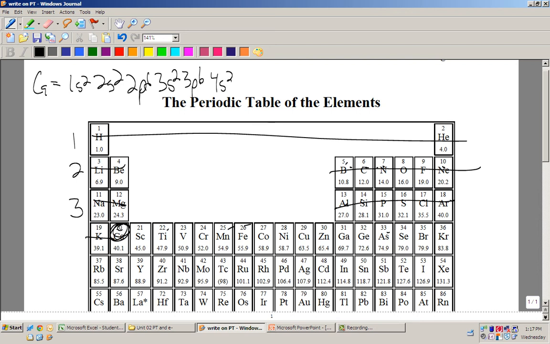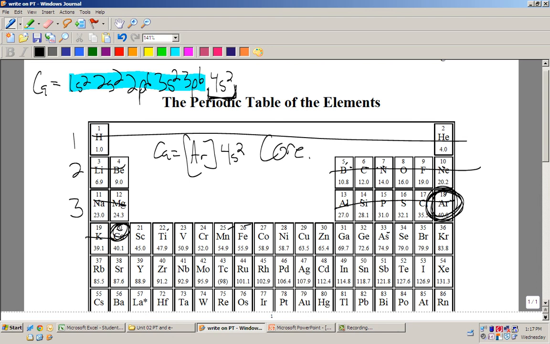Now, core notation, remember the valence electrons are only the outer energy level. That's the only one that's got 4. So what I'm going to write instead of that is I'm going to say what element is 18, right? 3p6 is argon. So calcium is argon in brackets to represent all of these. And then what's left over is 4s2. That is called the core notation or noble gas notation. That's pretty easy.